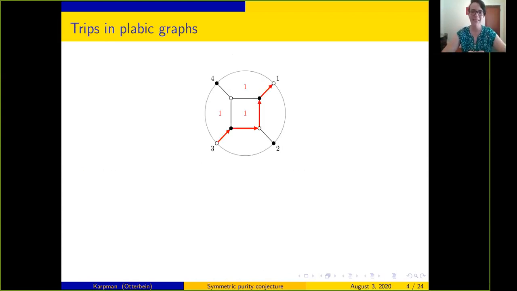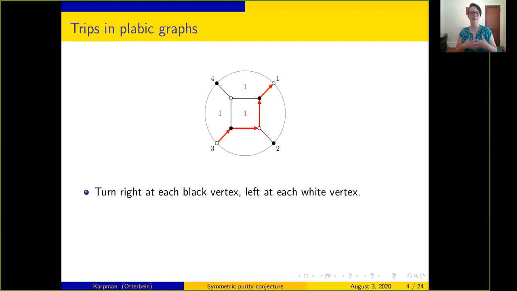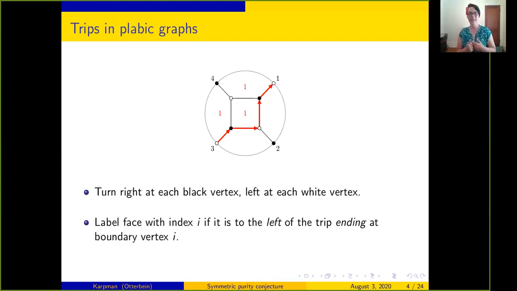So how do we label the faces of a Plabic graph? We're going to use these zigzag paths, or trips, that are defined using Postnikov's rules of the road. So we start at the boundary of the graph, we turn right at each black vertex, and left at each white vertex, and when we hit the boundary again, we stop. And then there are many ways to do this, but our convention is we will label a face with index i, so in the example with a 1, if it is to the left of the trip ending at i, so ending at 1. So here we have 3 faces that pick up a 1.